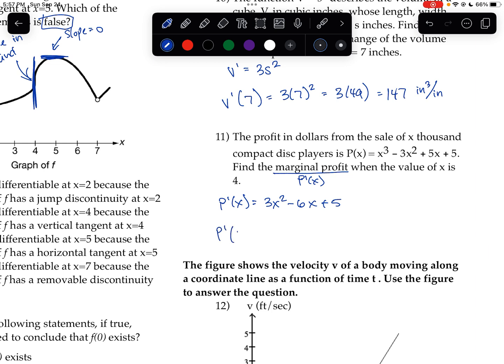And P prime of 4 would be equal to 3 times 4 squared minus 6 times 4 plus 5. That would be equal to 3 times 16 minus 24 plus 5. 3 times 16 is 48 minus 24 plus 5. So 24, and that's going to be 24 plus 5. That's going to be equal to 29.